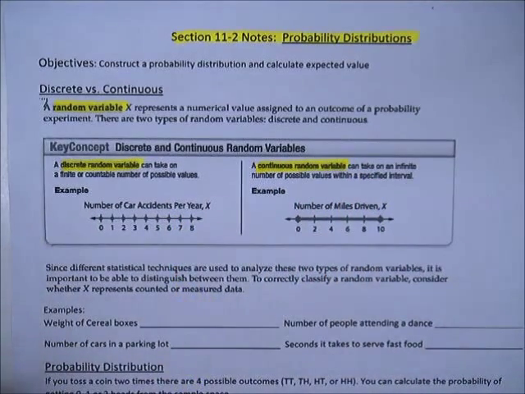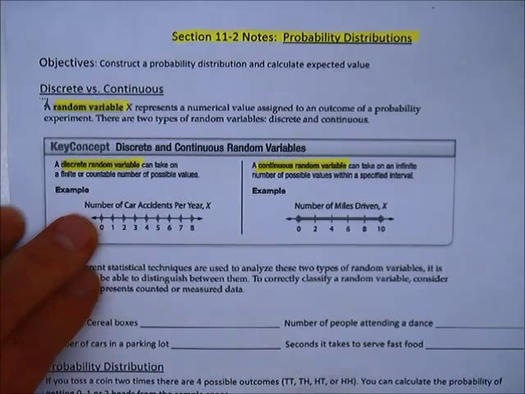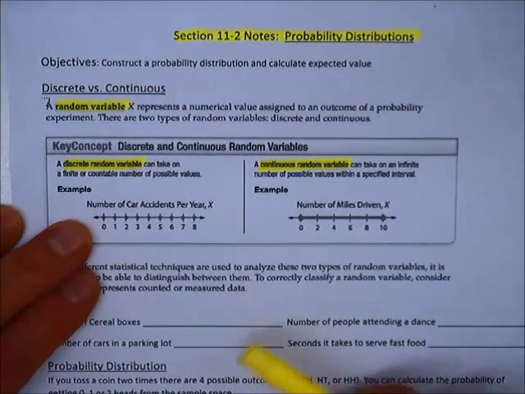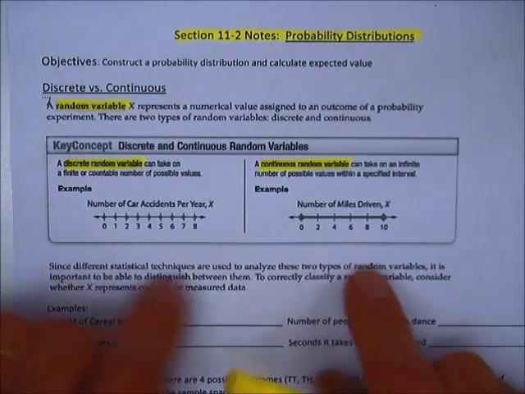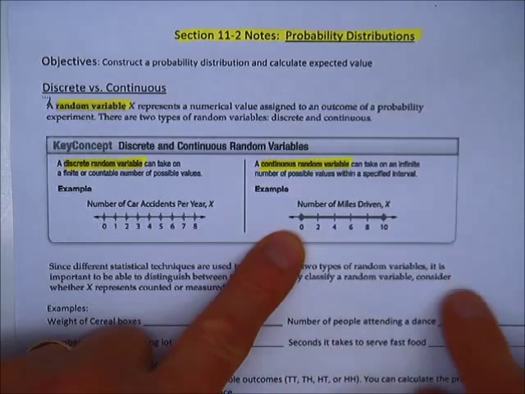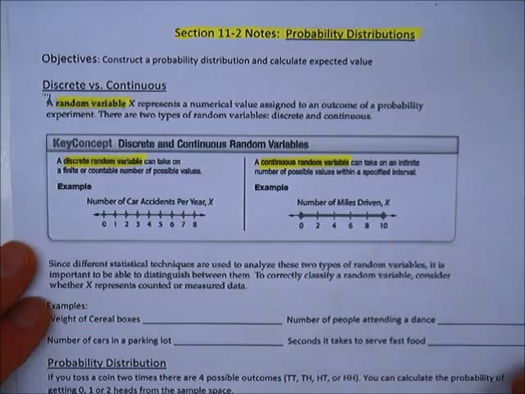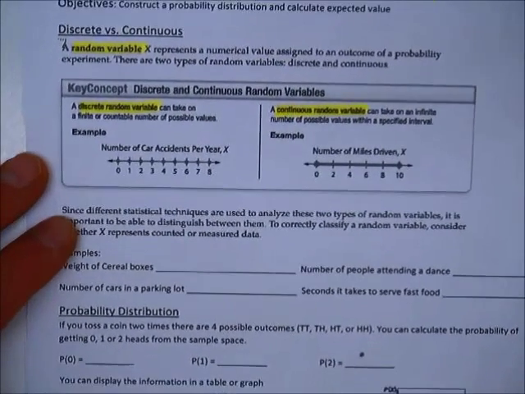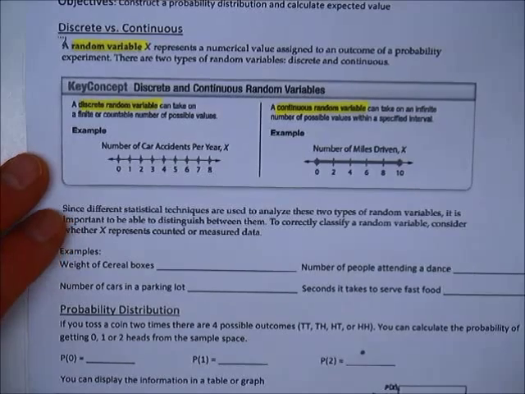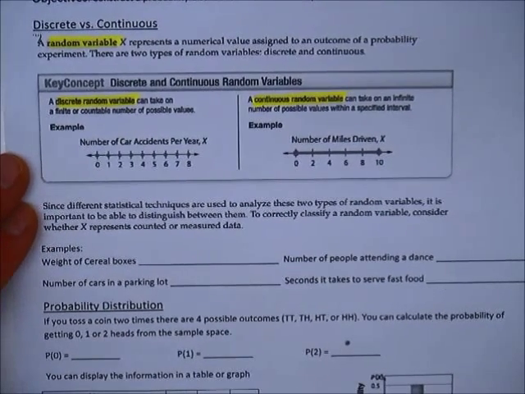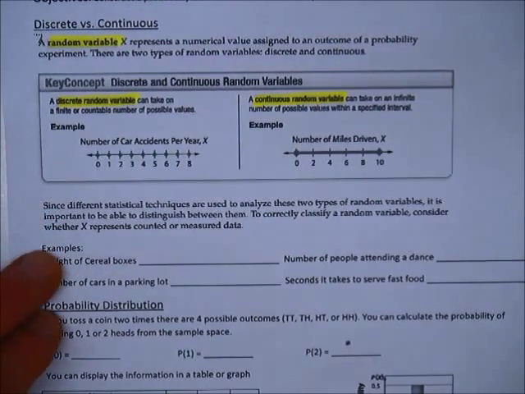So a good example of a discrete one would be the number of car accidents per year. You're not going to have 1.5 car accidents. And then a good example of a continuous random variable would be number of miles driven, because you could have 1.5 miles driven. Different statistical techniques are used to analyze these two types of random variables. It's important to be able to distinguish between them.